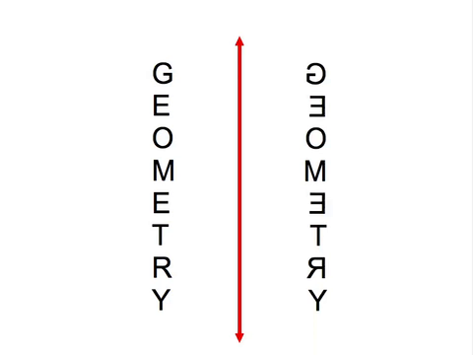And you'll see that the G, the E, the second E, and the R all look different when reflected over the line of reflection. But the letters O, M, T, and Y all look the same.